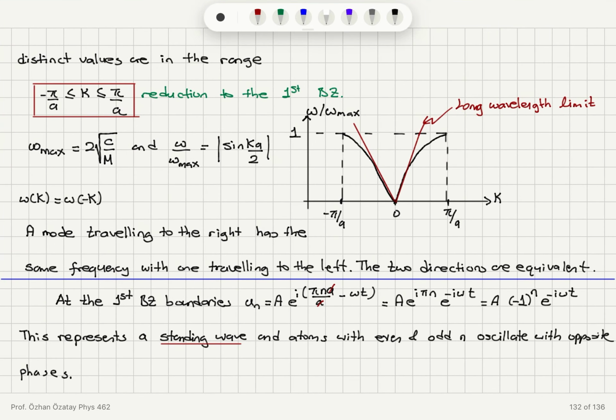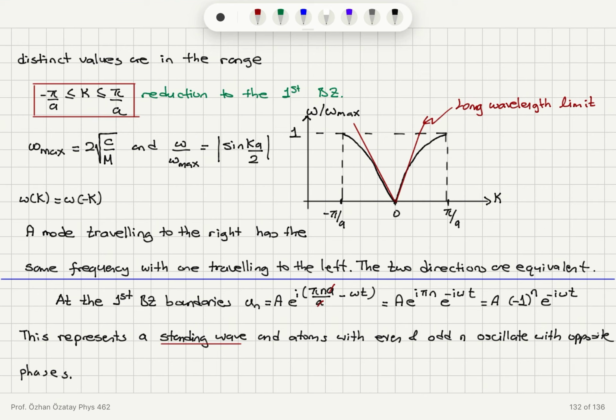So this curve is symmetric. A mode that is traveling to the right has the same frequency as one traveling to the left, and the two directions are equivalent. There is no preference.